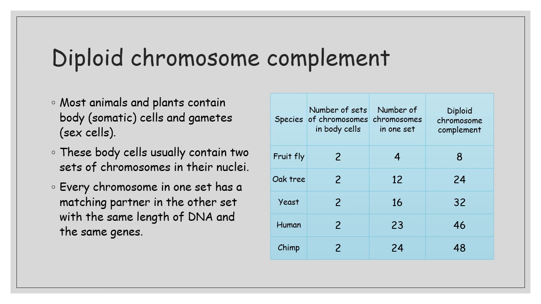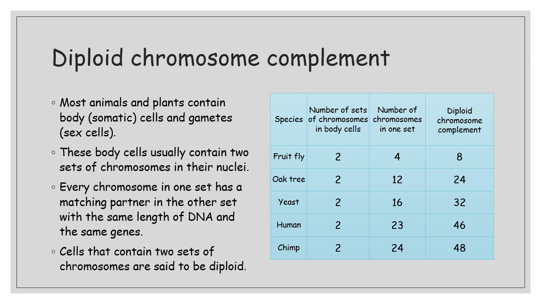We'll also know that the sex cells, that are sperm and egg in terms of humans, contain half of that genetic information. So every chromosome in one set has a matching partner in the other set with the same length of DNA and the same genes. So that will be really important when we look at reproduction. It will be really important when it comes to variation and inheritance as well. Cells that contain two sets of chromosomes are said to be diploid. And again, that's a word that you will need to know as we go forward.